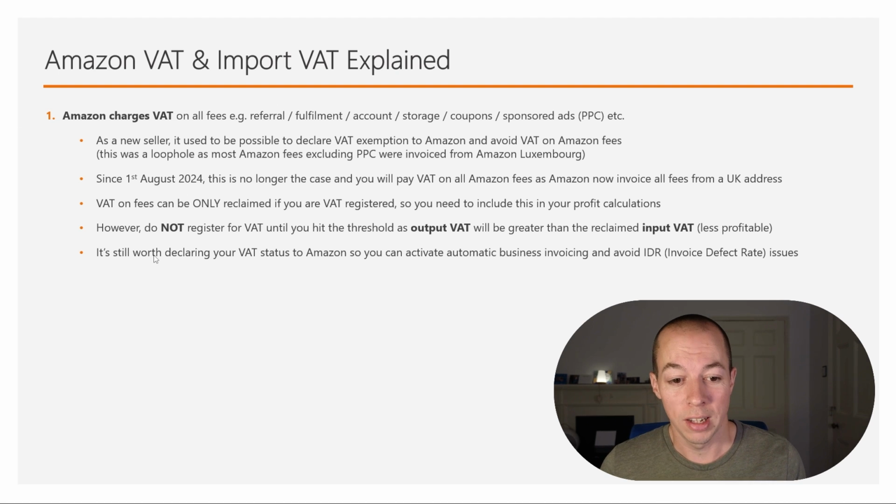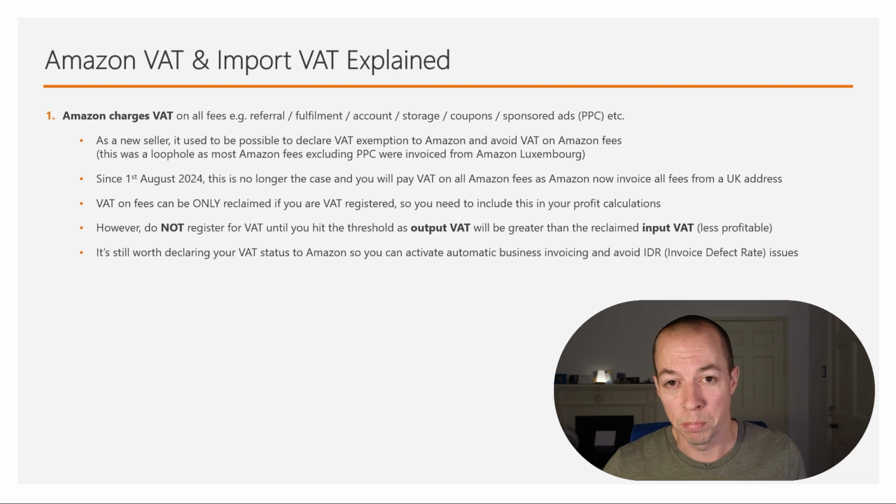Now, it's still worth declaring your VAT status to Amazon so you can activate automatic business invoicing and avoid IDR, which is invoice defect rate. So previously, we'd declare our VAT status to Amazon. And I think it's important to clear up, this is just a terminology issue. When we were declaring to Amazon that we were VAT exempt, we weren't really VAT exempt. We just weren't required to be VAT registered. So you might see people using different terminology, but the majority of Amazon seller support only understand VAT exempt, so that's why we use that terminology.